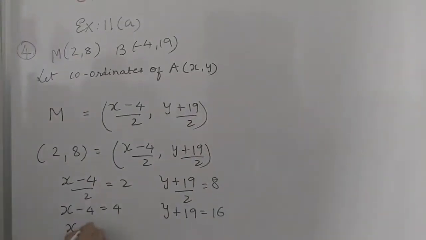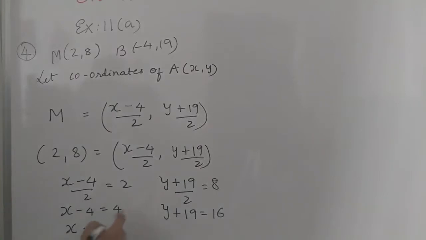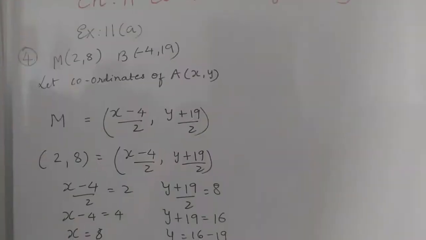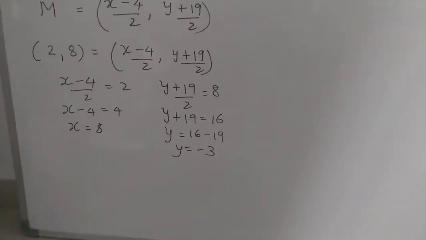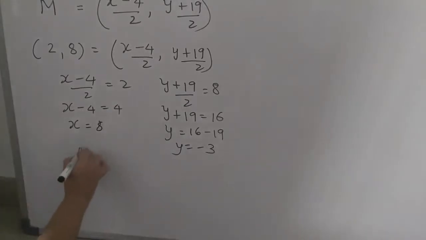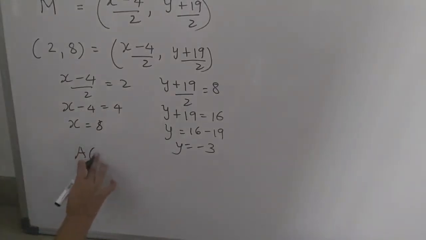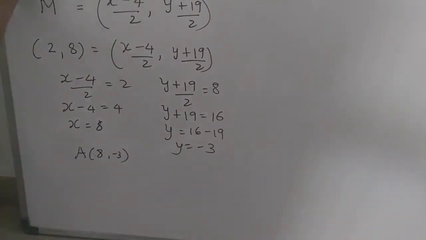For that x is equal to 4, bring minus 4 to this side, so 4 plus 4, that is 8. And y is 16 minus 19, that is minus 3. So the y coordinate is minus 3. So students, this way I get the coordinates of A, (8, -3). So the coordinates of A are (8, -3), and this is our answer for part A.